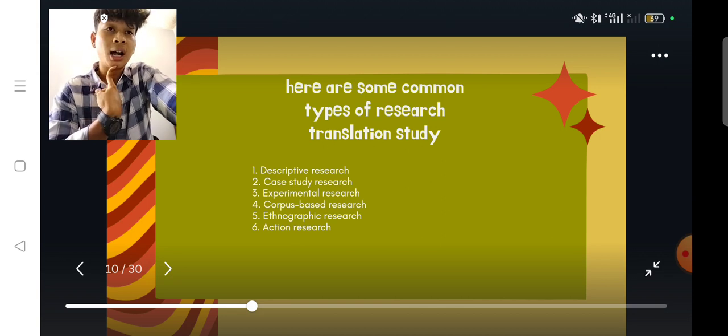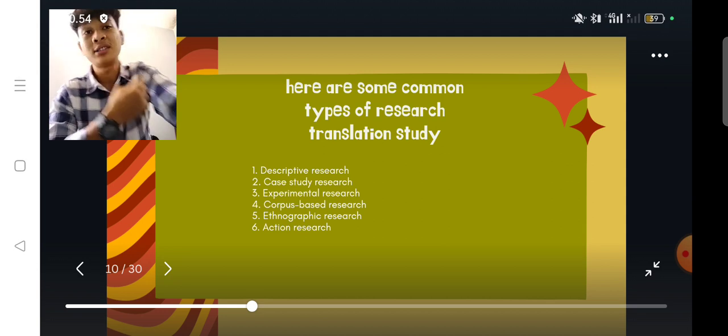Corpus-based research involves the analysis of large collections of translated texts, like corpora, to explore patterns, trends, and tendencies in translation. Researchers use specialized software tools to search, compare, and analyze translation data extracted from corpora, providing insight into translation norms, strategies, and variation.